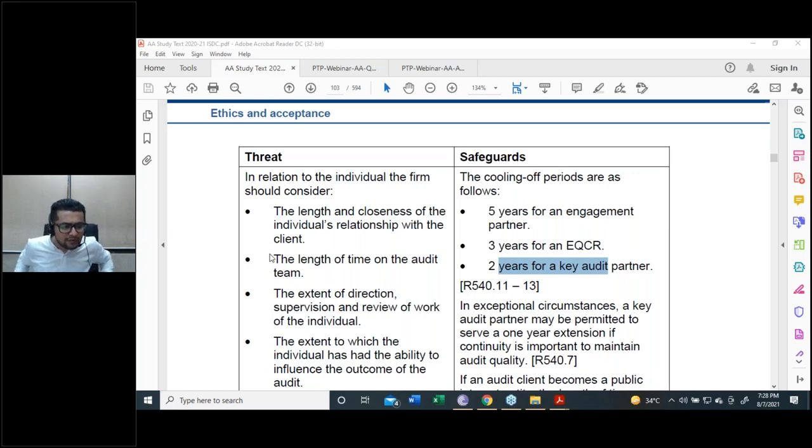Ahmed is asking, after 7 years there is 2 years cooling period, right? And after extension it would be 5 years. No, it's not like that. There used to be a cooling off period of 2 years in the older study text or in the older rules and regulations. It's 5 years now.